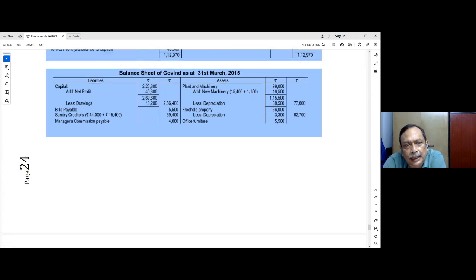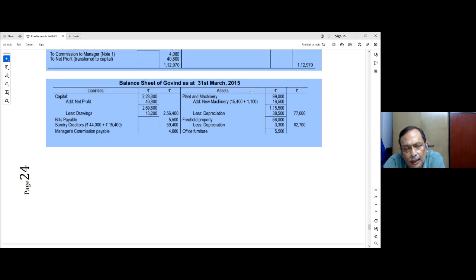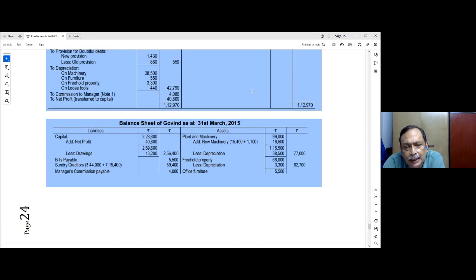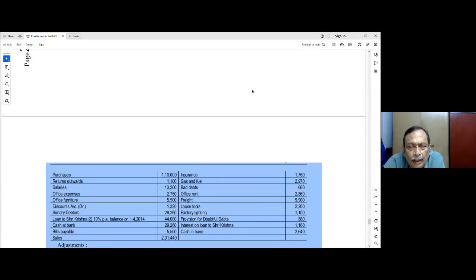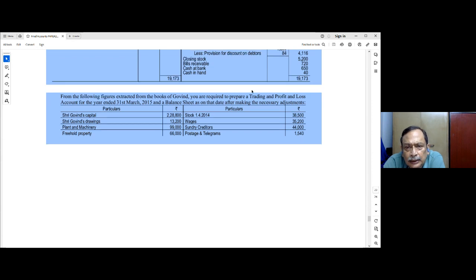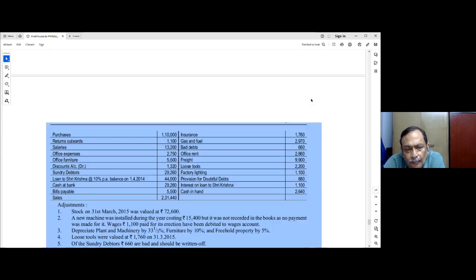And in the liability side, capital add net profit, less drawings, then bills payable, then sundry creditors, we are having 44,000. Just have a look. Sundry creditors, 44,000.